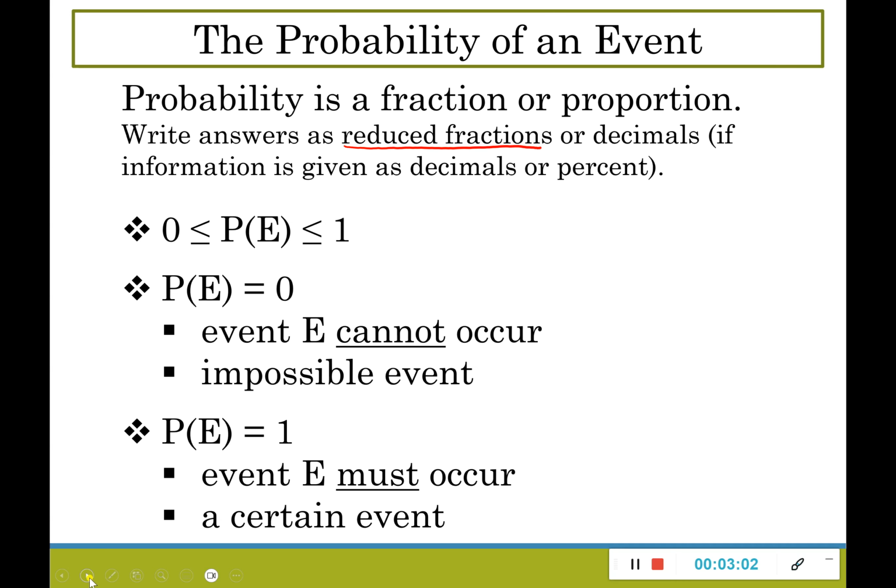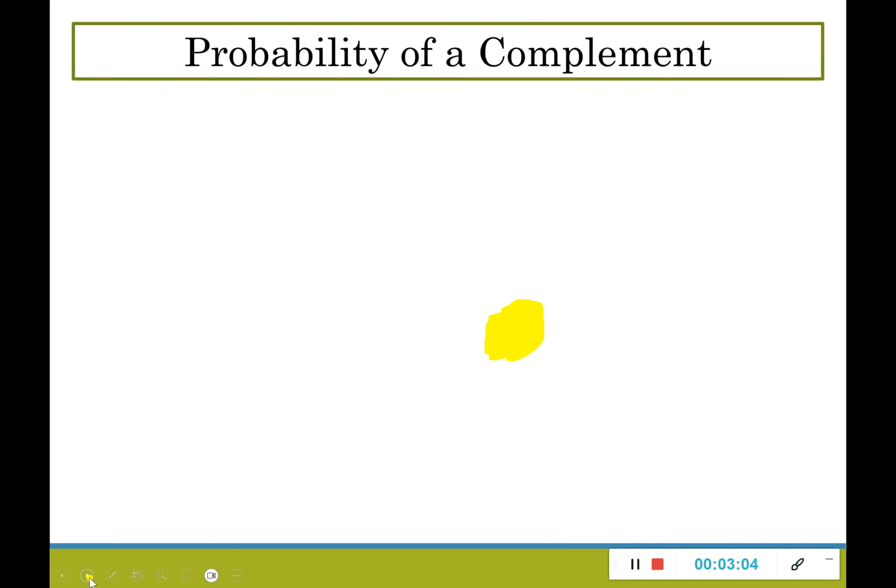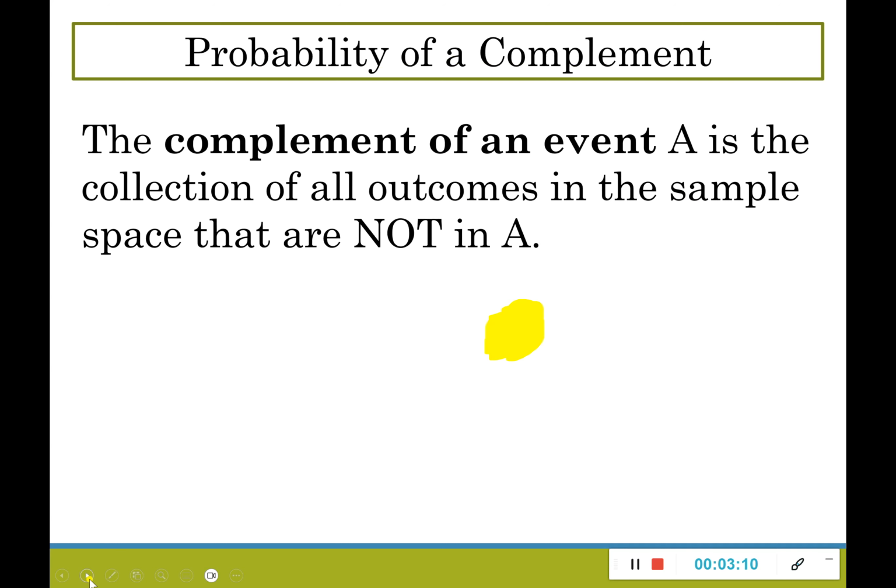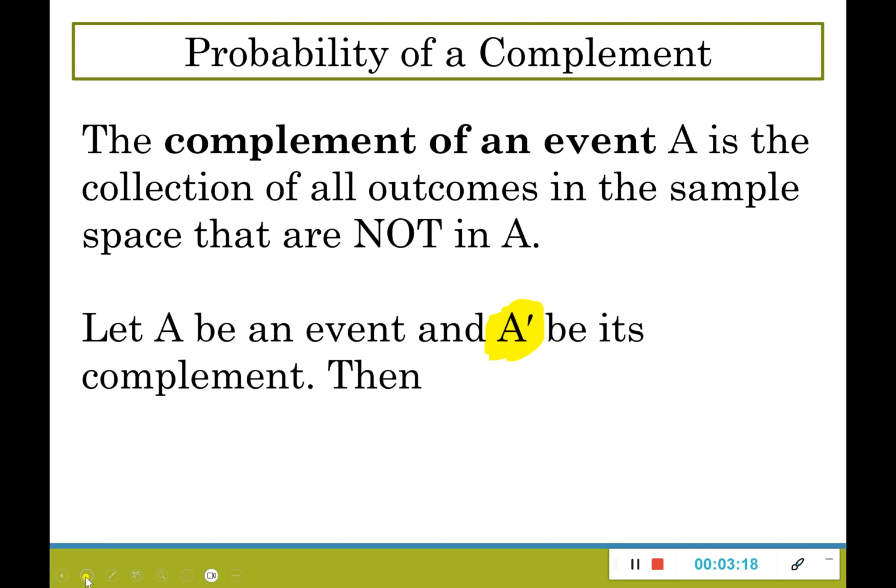Then we have what's called a complement of an event, and the complement of an event is the collection of all outcomes in the sample space that are not in A, okay? Let A be an event, and then A prime is the notation for the complement of A. So it's just that prime complement.